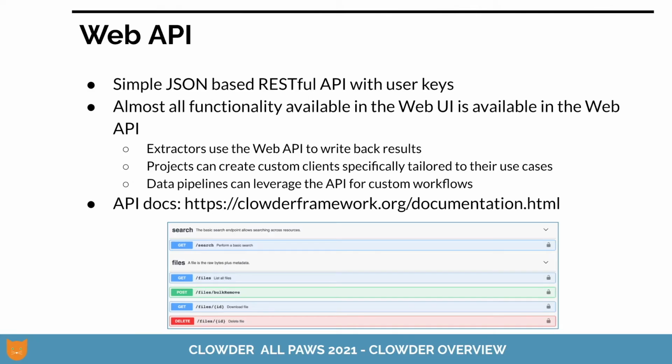Lastly, Clowder provides an extensive JSON RESTful web API. Almost all functionality available in the web UI is available in the web API. Extractors use the web API to write back results. Projects can create custom clients specifically tailored to their use cases. Data pipelines can leverage the API for custom workflows. You can learn more by looking at the Swagger documentation at that link on the screen.